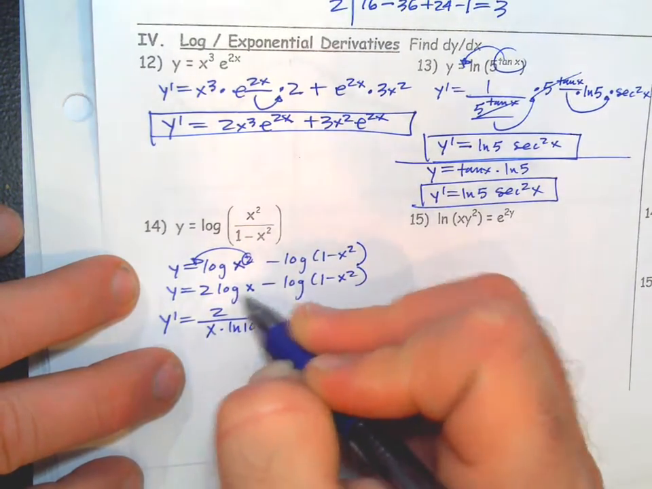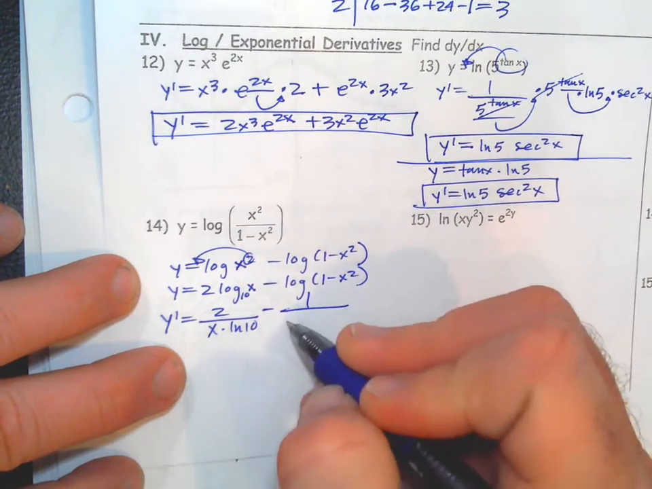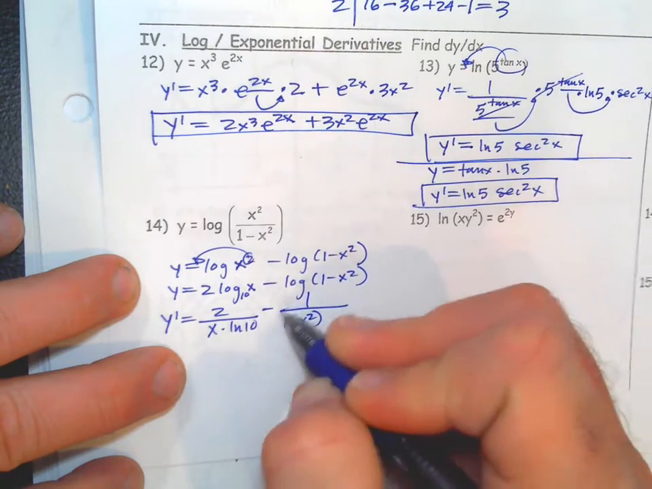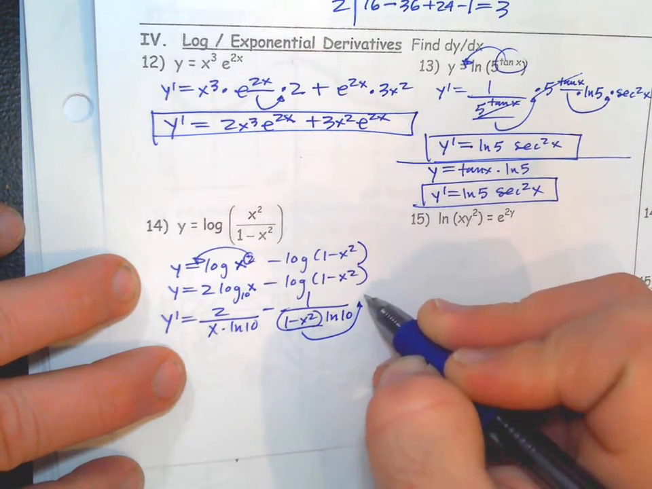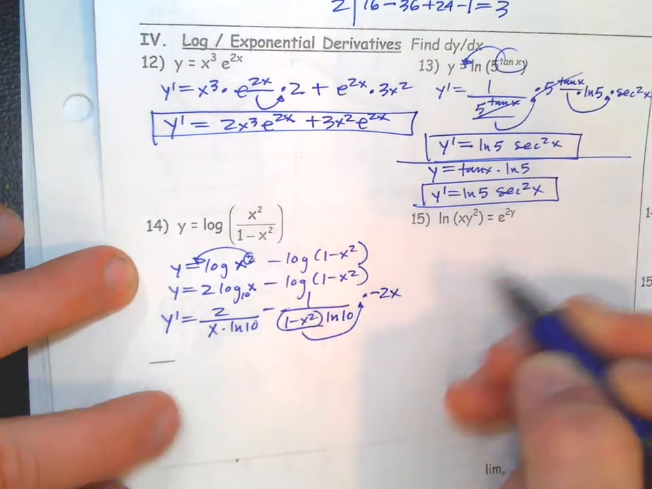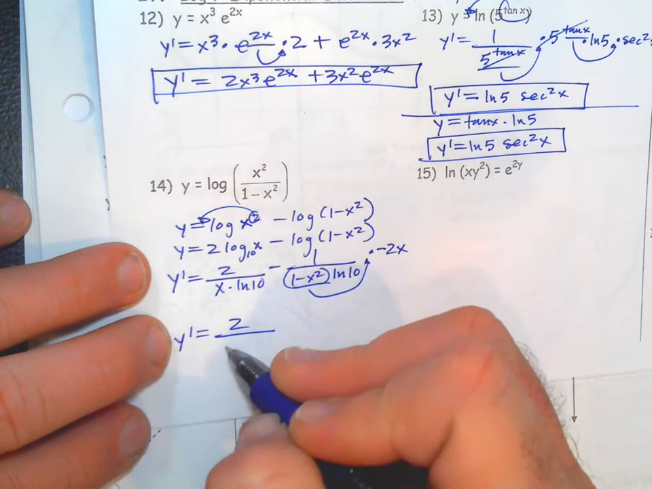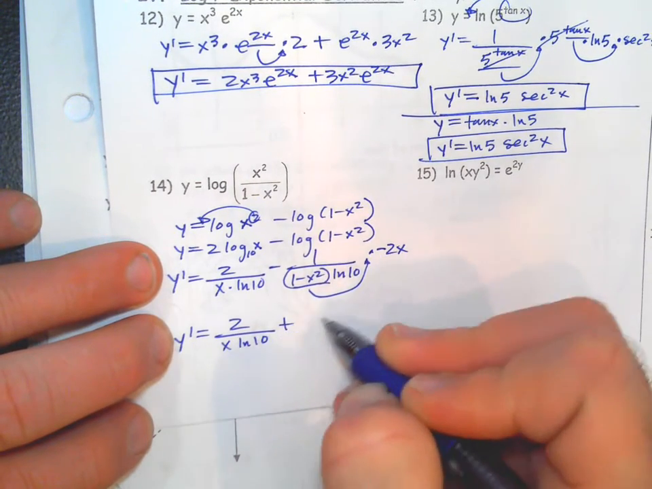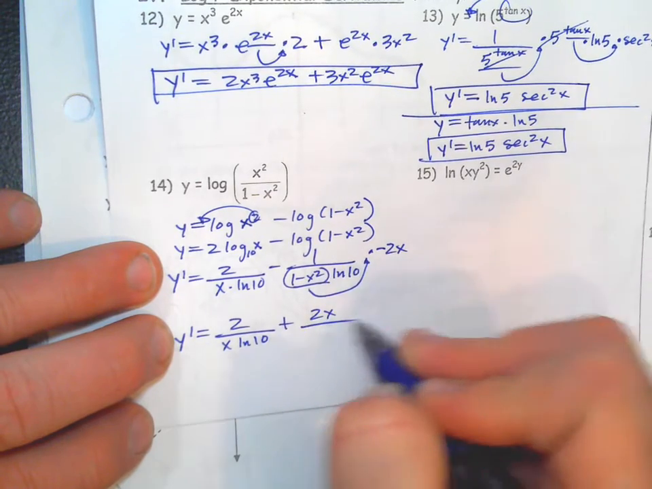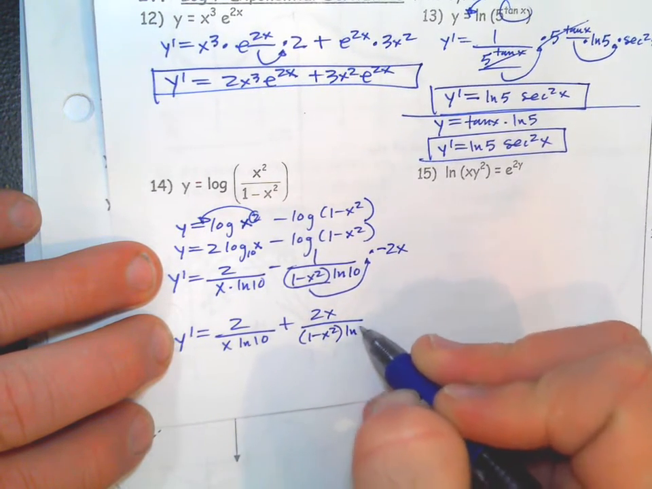Now the base of a regular log, common log, is 10. Minus 1 over what's inside, 1 minus x squared. Need the natural log of the base. Chain rule says you got to multiply by the derivative of what's inside. So final answer, 2 over x natural log of 10 plus 2x over 1 minus x squared natural log of 10. And that's fine.